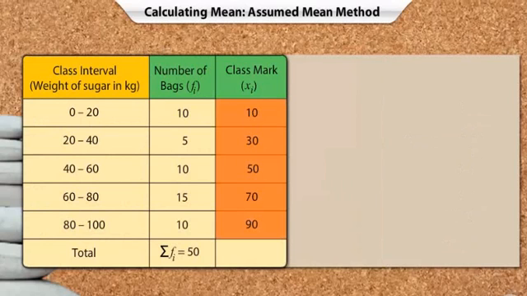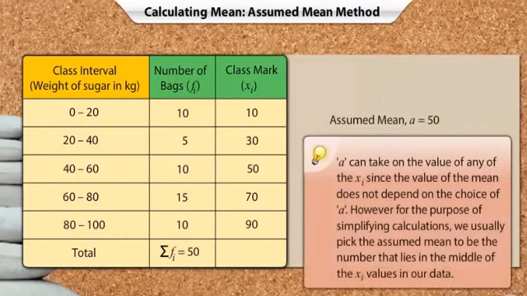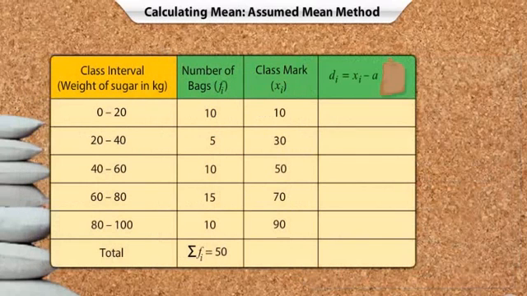In the assumed mean method, our first step is to choose an assumed mean A among the Xi values. For the purpose of simplifying our calculations, we usually pick the assumed mean to be the number that lies in the middle of the Xi values in our data. We then calculate deviation, di, by subtracting A from each class mark. Click on the sugar bag in the di column to view the deviation for each class interval.